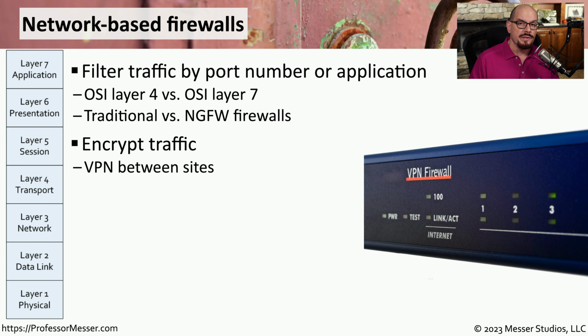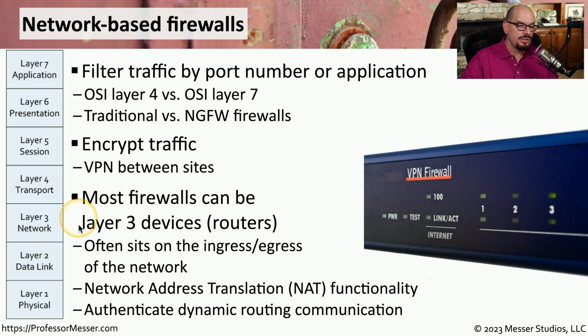Firewalls can also do more than simply allow or disallow traffic flows. They can integrate other services inside of the firewall, such as a virtual private network or VPN. And many firewalls can also operate as a layer 3 device or a router. These devices would commonly sit on the edge of the network and control the traffic flows between the internal network and the external network. Because they're providing this layer 3 functionality, they very often can provide network address translation and other types of routing protocols.